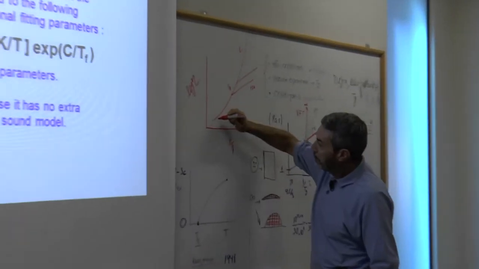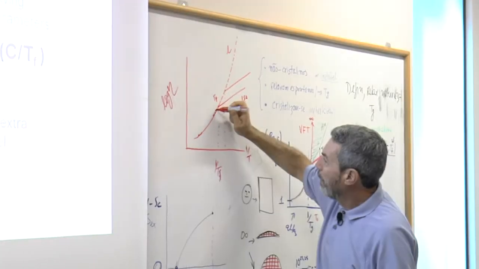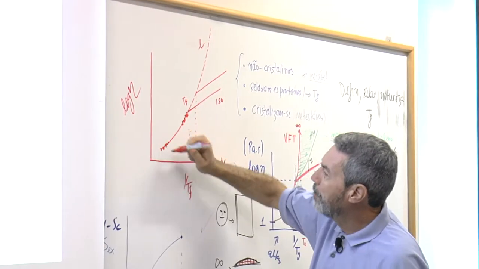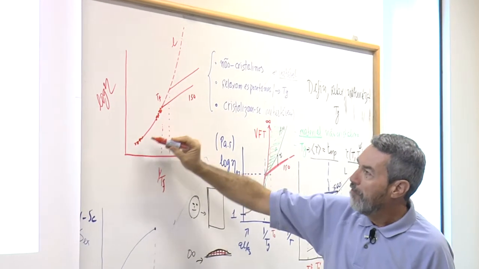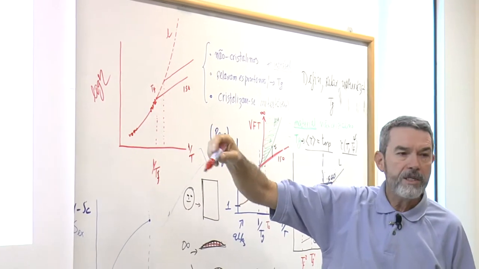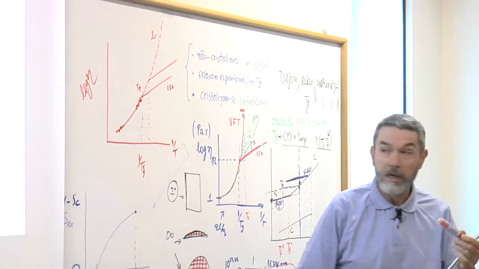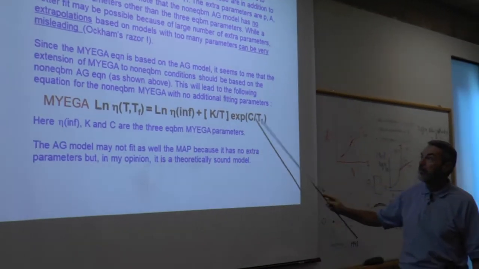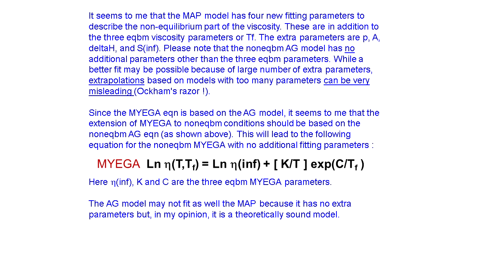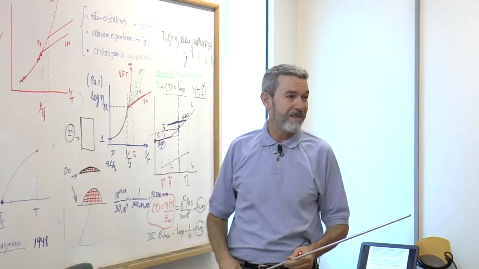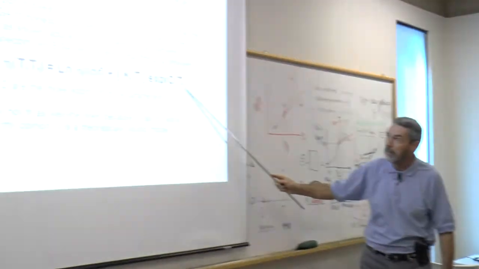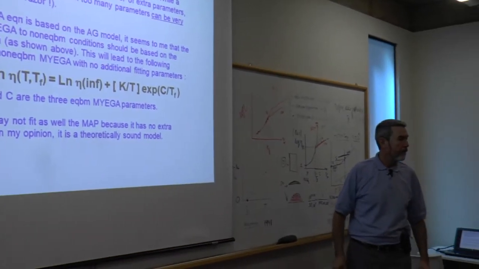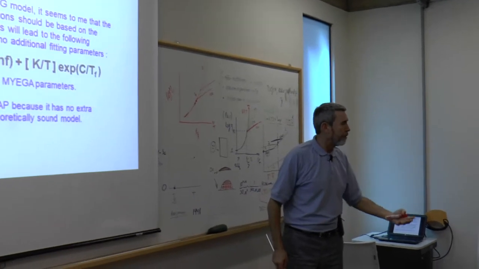So these, C, K, and log eta infinity, are just the terms that you get from your fit when you fit equilibrium viscosity data. If you have equilibrium viscosity data, you fit the three-parameter MYEGA equation, you get eta infinity, K, and C from the fit. And the same eta infinity, K, and C are used to calculate the isostructural viscosity. The only other parameter that you need is the fictive temperature, or TG, for all practical purposes, the TG.